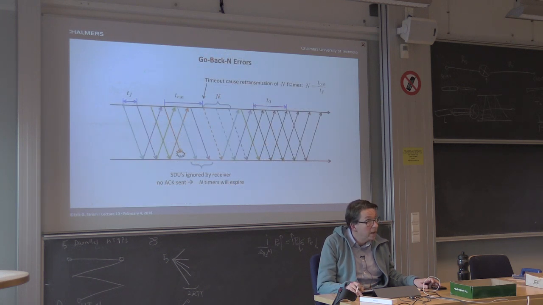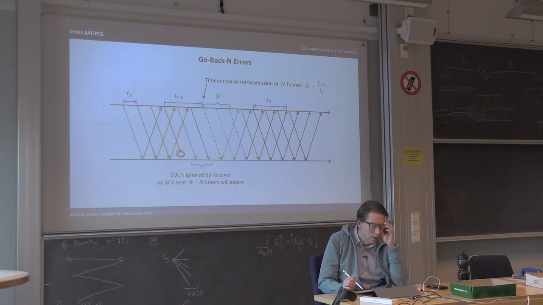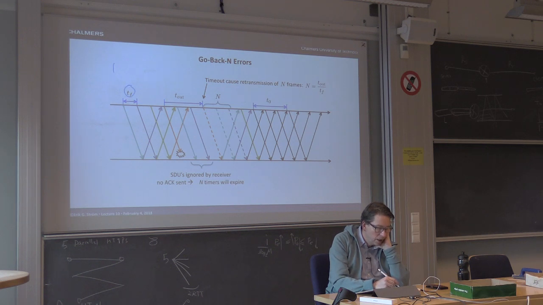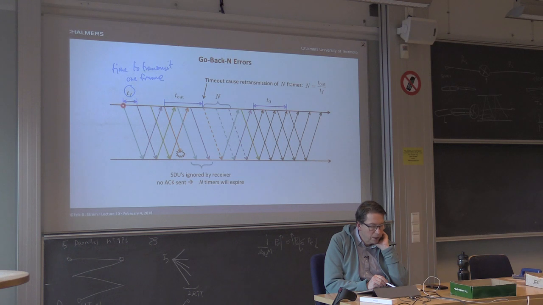So let's talk about Go Back N here. This is a little bit of a simplified timing diagram, but it's quite dense, so let's go through it a little bit. TF here is the time to transmit one frame. If we're the transmitter, we can transmit one frame here, and then it would take TF seconds before we can transmit the next frame, and then we have to wait TF seconds before we can transmit the next frame.